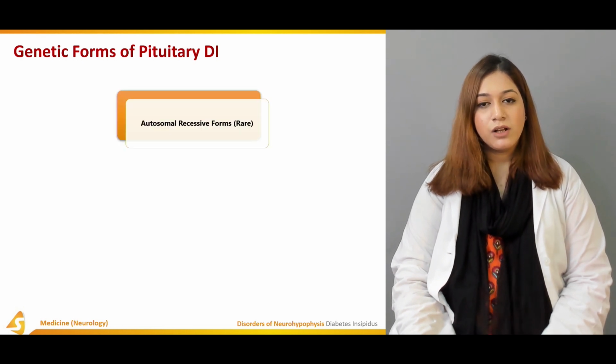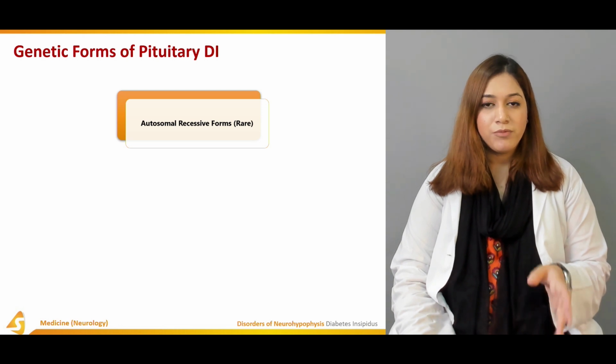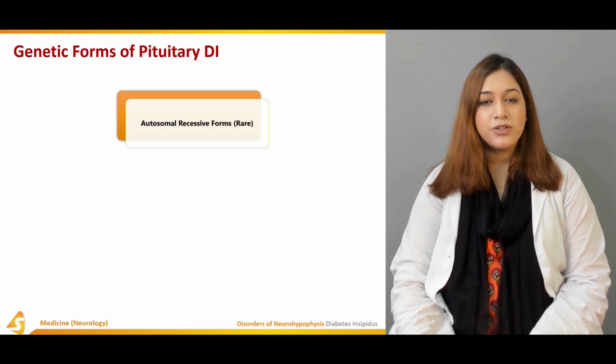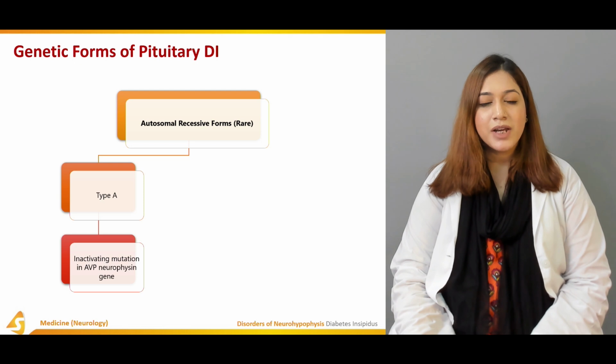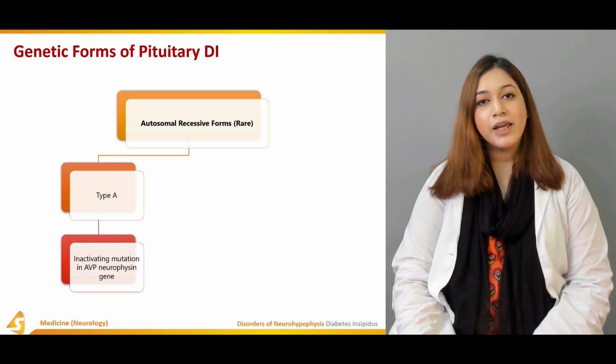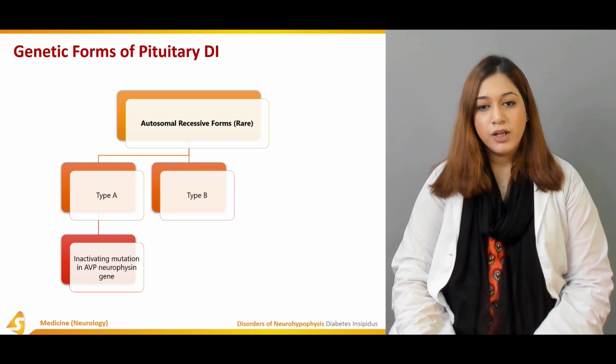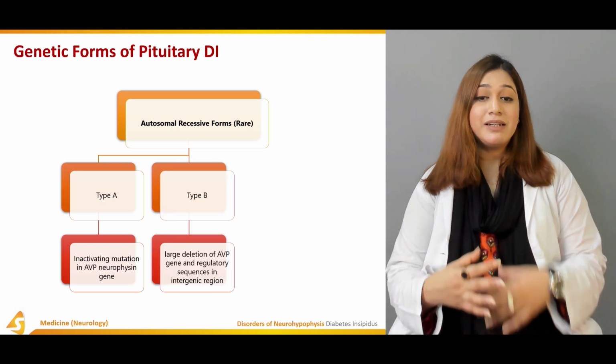This was the autosomal dominant form we discussed. Now we will see the autosomal recessive forms. These forms are usually rare, and there are 4 types. Type A has an inactivating mutation in the AVP neurophysin gene. Type B has a deletion.